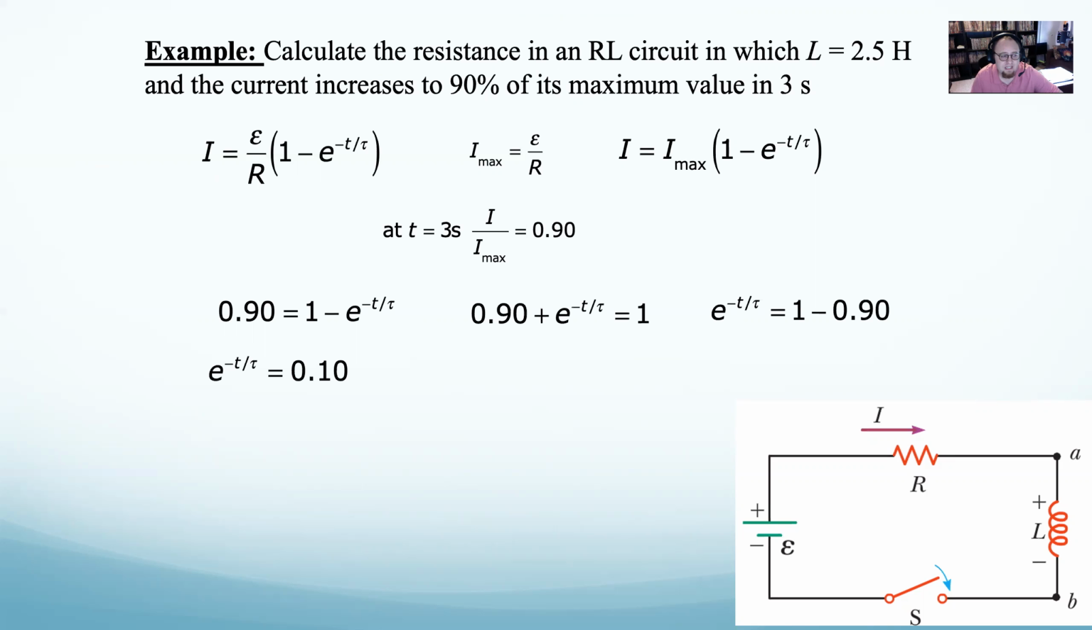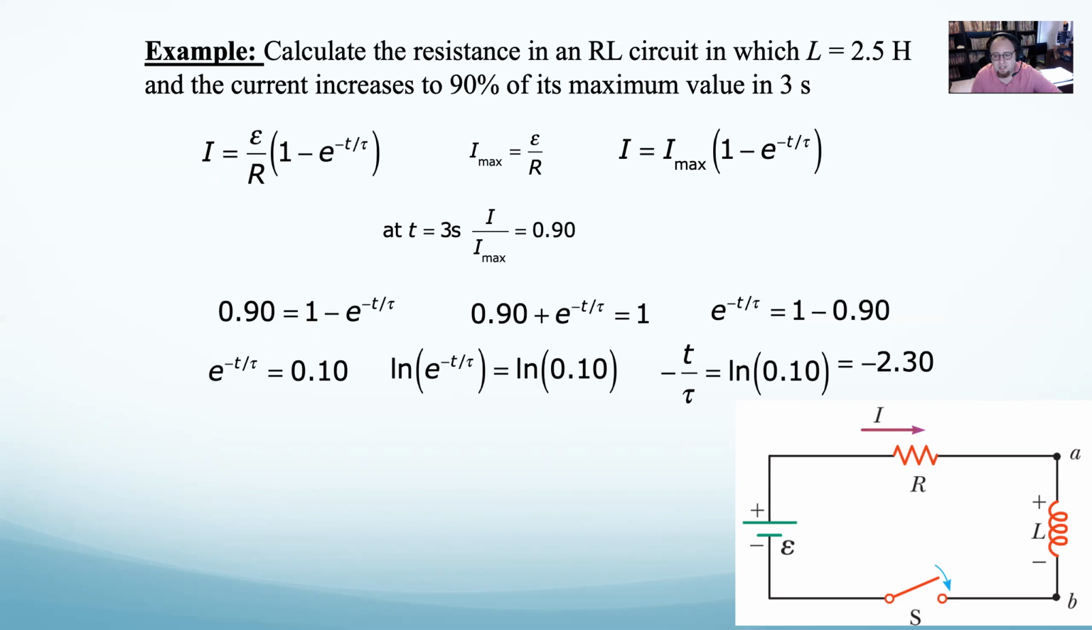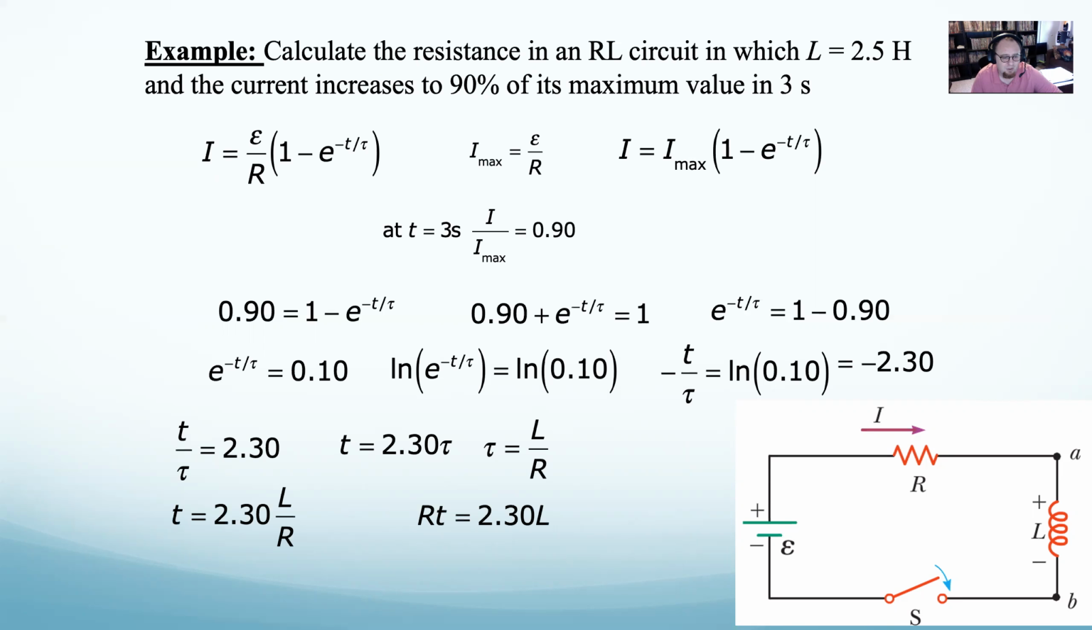The inverse of e is the natural log, which means this. You can look up the natural log of 0.1. I did it. The natural log of 0.1 is negative 2.3. So negative t over tau equals negative 2.3, or t over tau equals 2.3. I multiplied both sides by tau. But keep in mind, tau is L over R. Plugging that in, I can multiply both sides by R and divide both sides by t. Plug in, get a value.